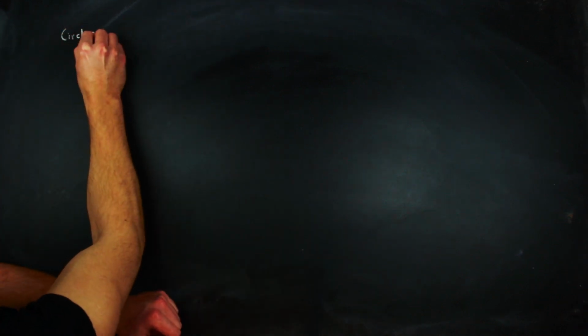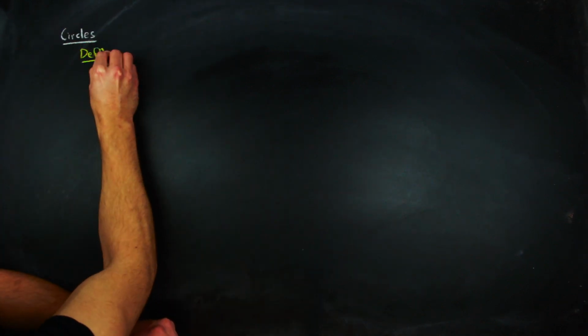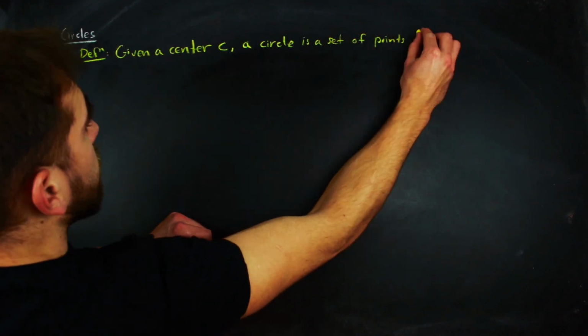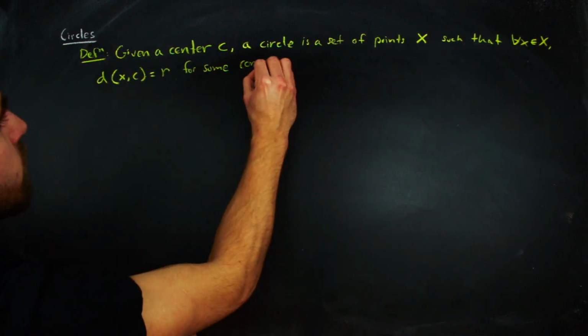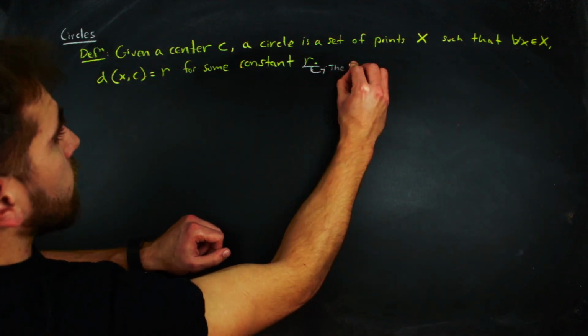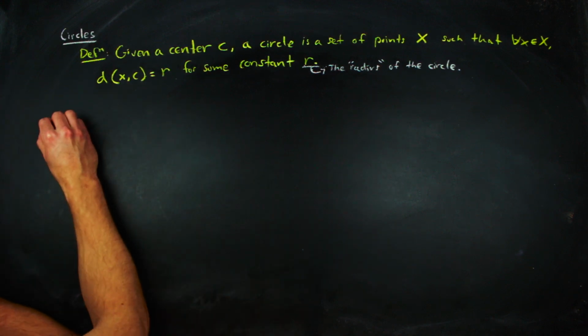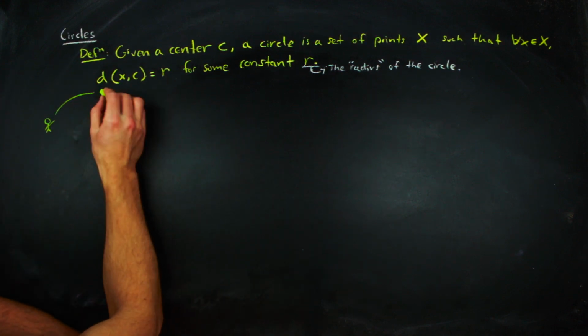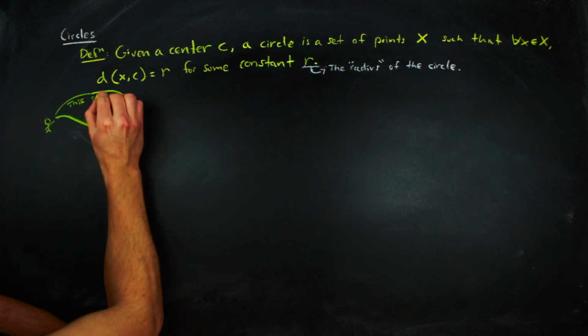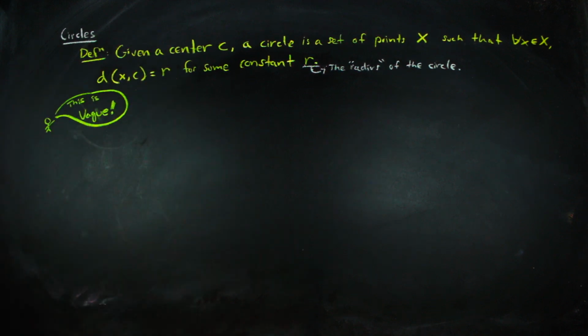In the last video, I mentioned that a circle can be defined as a set of points such that the distance from those points to a center point is a constant. I also mentioned that this can be really ambiguous for a definition of a circle when you're thinking of just the plain old Euclidean circle.